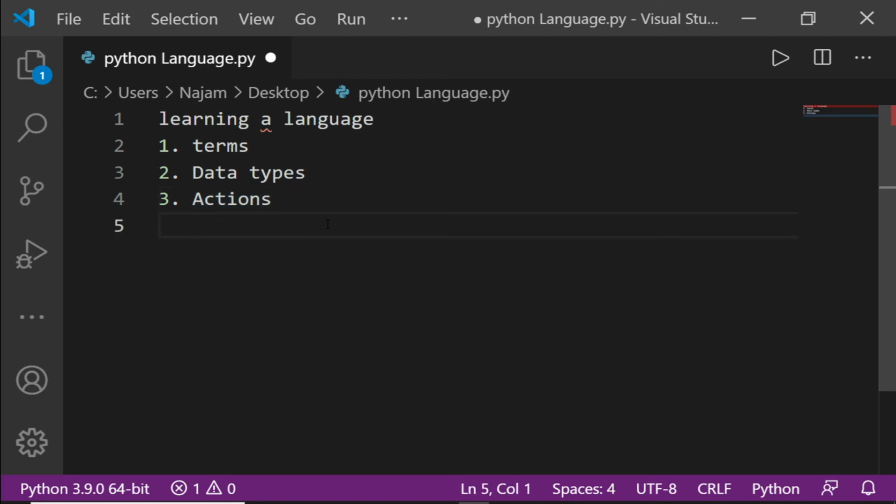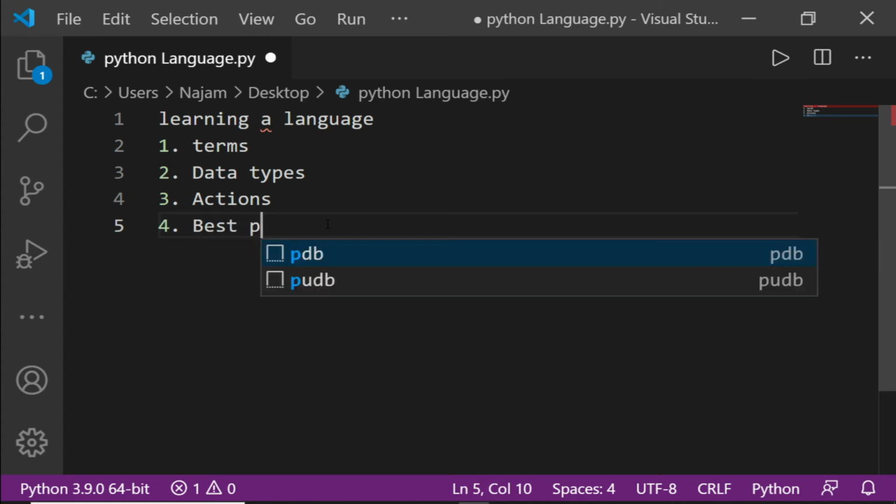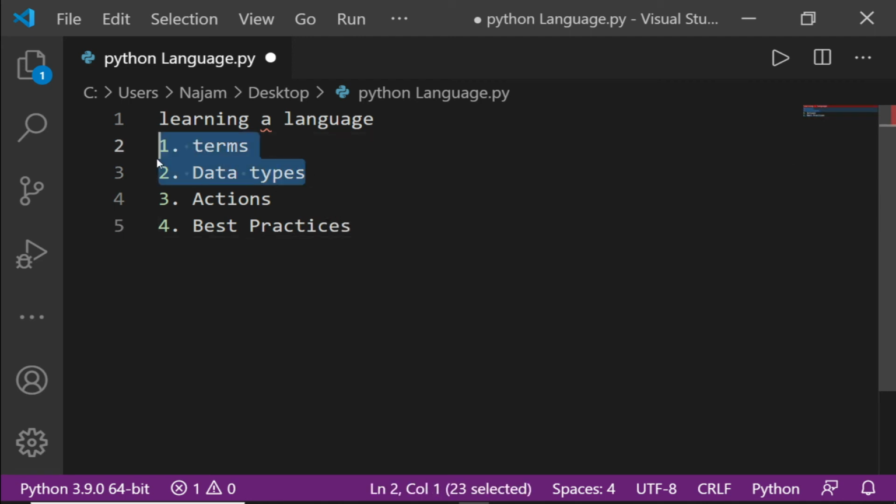Let's have another one. The fourth one is best practices. When we know the terms of a language, the data types of that particular language, and how to take actions on these two, after that we must have best practices. We must practice on this. We must know how to do all that. We must know how to take action on this.